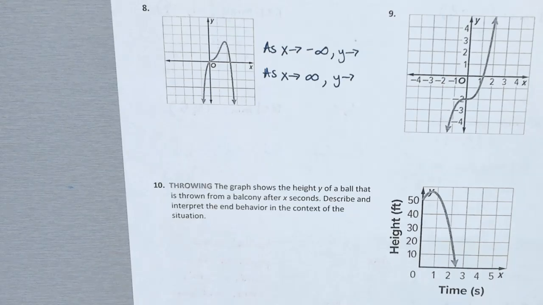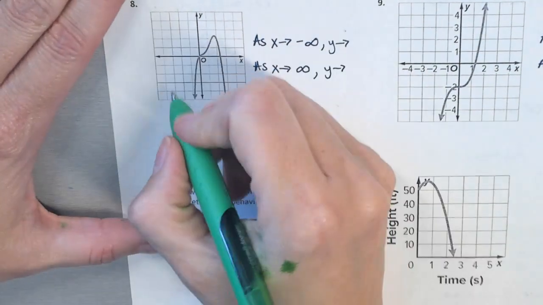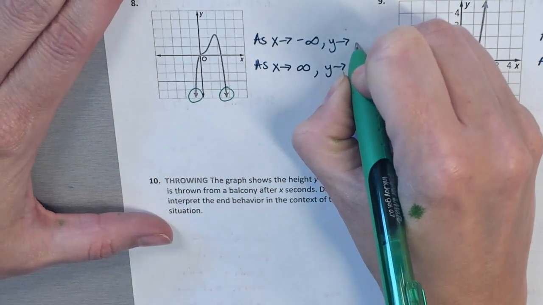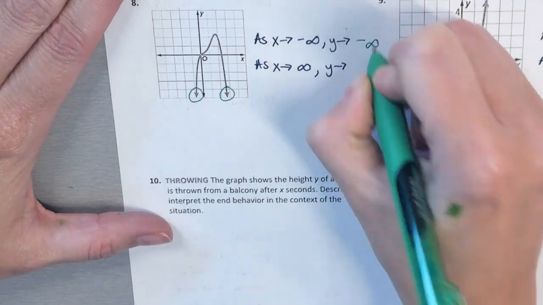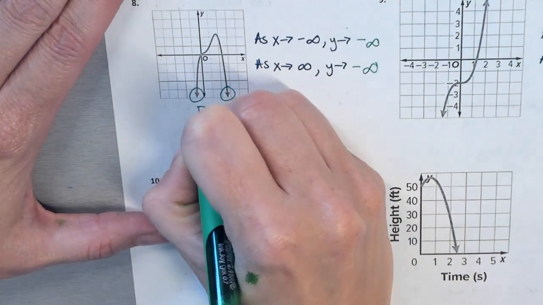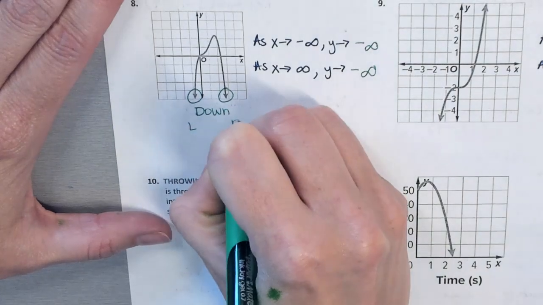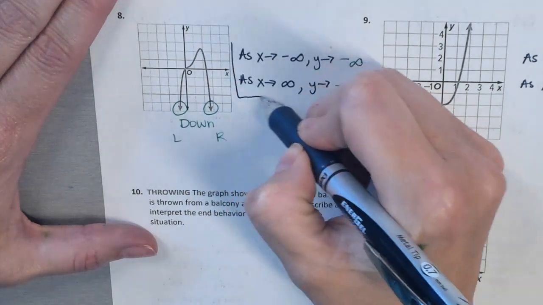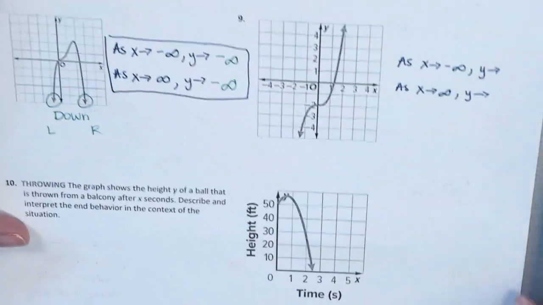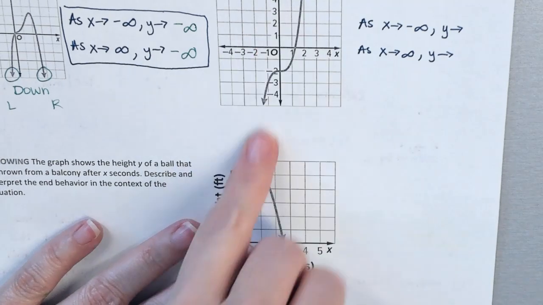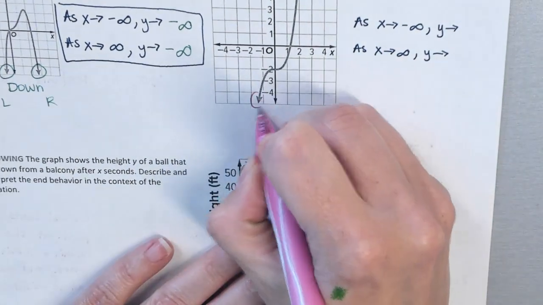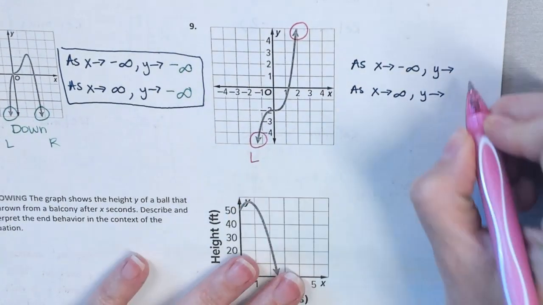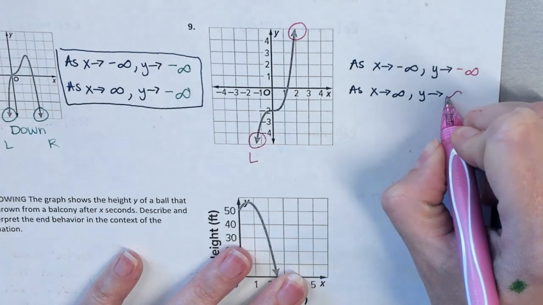Okay, so for number 8, both sides are pointing down, right? So that means both of these have to go where? Negative infinity. So if both sides are going down, on the left and the right, you're going to have negative infinity for both of those. Okay, and then number 9, we have opposites. So you should have one going to positive infinity and one going to negative infinity. So on the left side, it's going down. On the right side, it's going up.